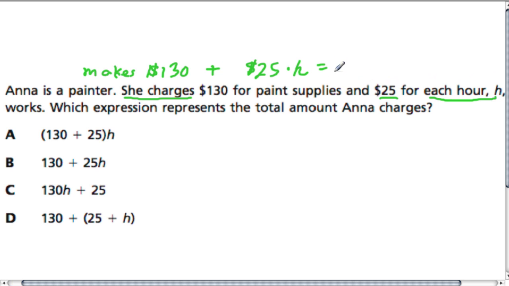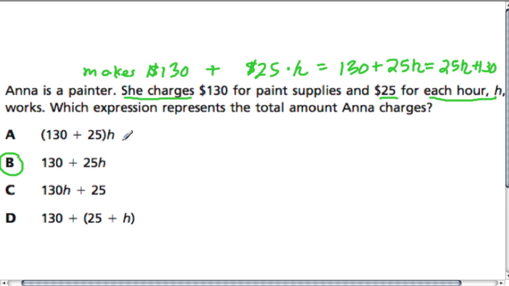So her salary should be $130 plus 25H. Again, 25H means $25 times the amount of hours she's working. We can also write that in the other order with 25H plus 130 using the commutative property. The only choice here that makes sense really is choice B, $130 plus $25 per hour.